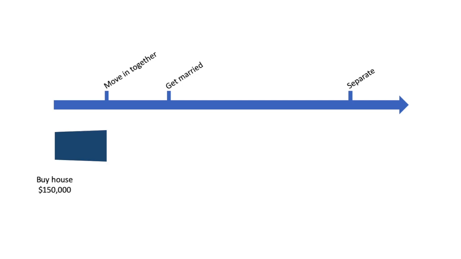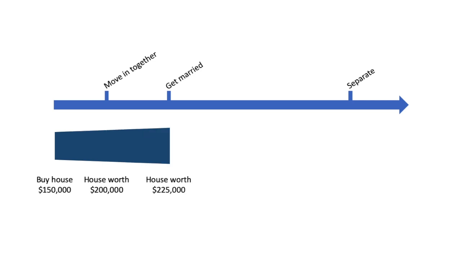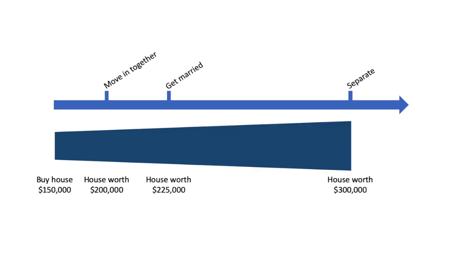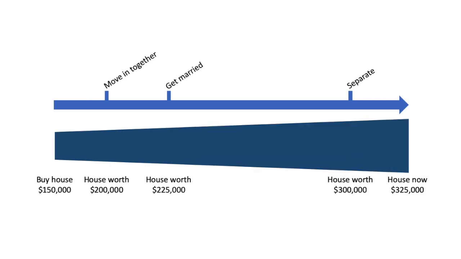So let me give you a super simple example. This blue arrow represents the passage of time. At some point in the past, you and your spouse moved in together. Eventually, you got married, and then eventually you separated. But long before you moved in together, you bought a house and you paid $150,000 for it. But it grew in value so that by the time you moved in together, it was worth $200,000. The house continued to appreciate, and by the time you got married, it was worth $225,000. By the time you separated, it was worth $300,000, and today it's worth about $325,000.